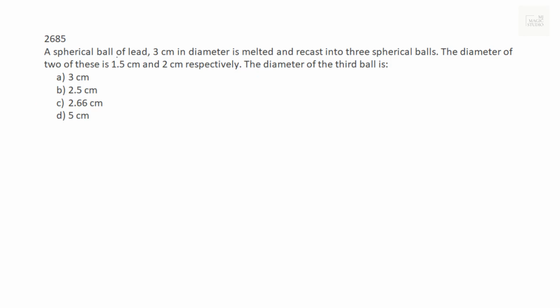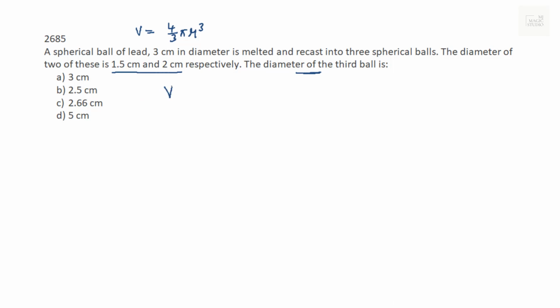A spherical ball of lead 3 centimeter in diameter is melted and cast into 3 spherical balls. Volume of a sphere is given by 4 by 3 pi r cube. The diameter of 2 of these is 1.5 and 2 centimeter respectively. What is the diameter of the third ball?